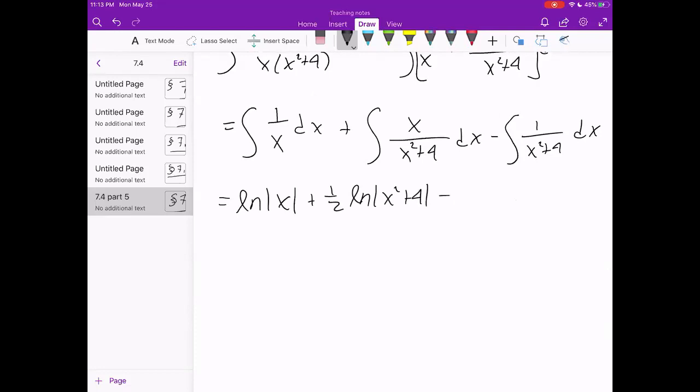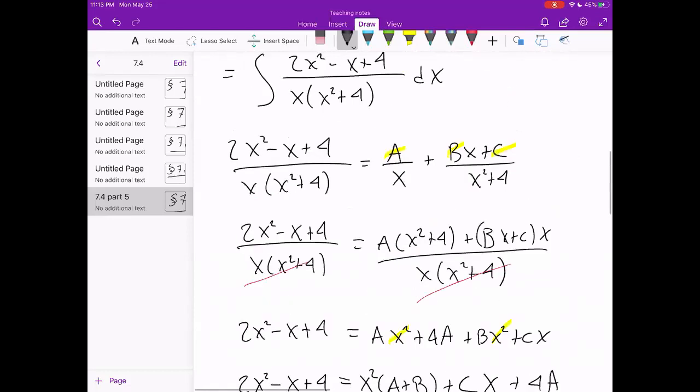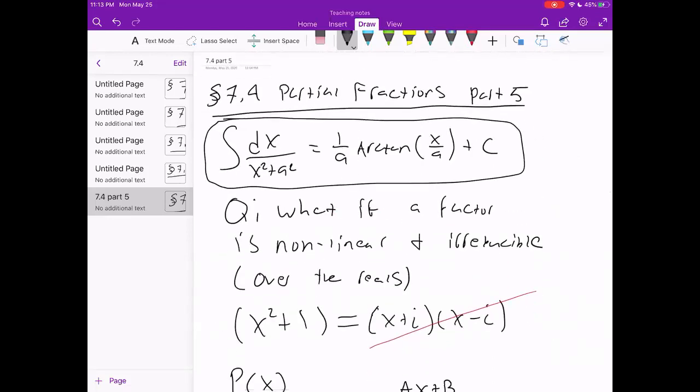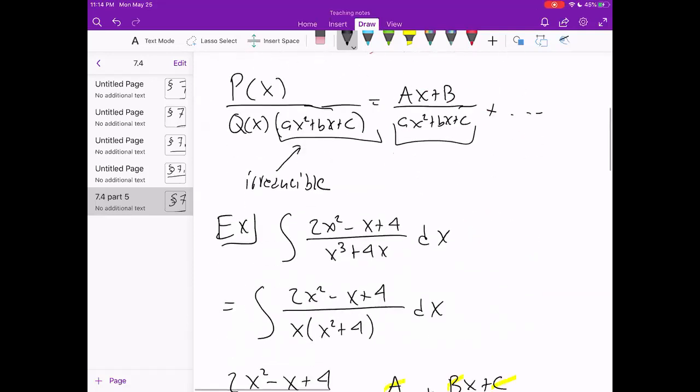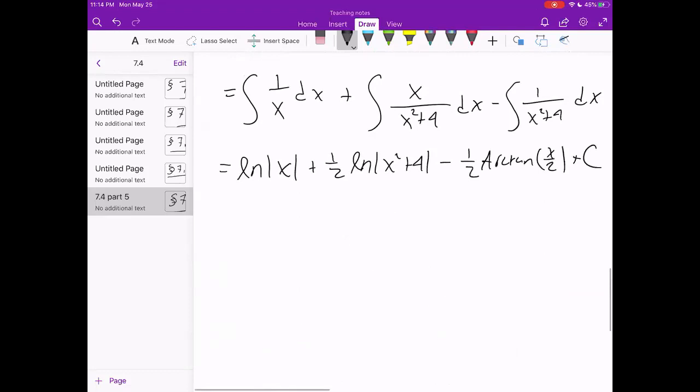This last one is the form that I've written at the very top of this page, which I'm going to go up to now. At the top of this page, I wrote down the integral dx over x squared plus a squared. It's 1 over a arctan of x over a. So if you look down at the notes, it's x squared plus 4. So a squared is 4, so that tells me a is equal to 2. So this last integral, the 1 over x squared plus 4, is 1/2 arctan x over 2 plus my integration constant.